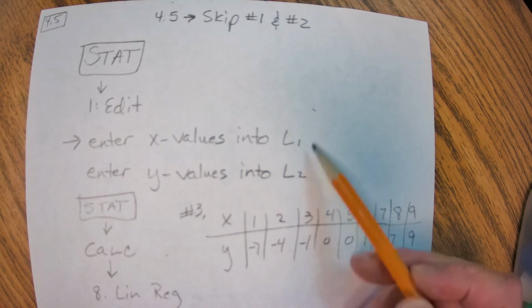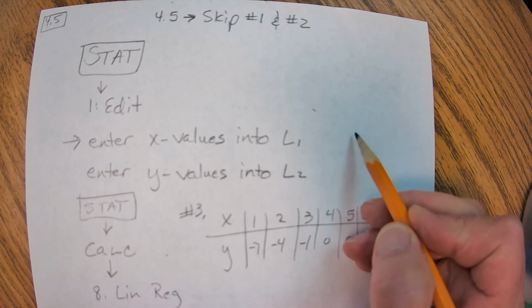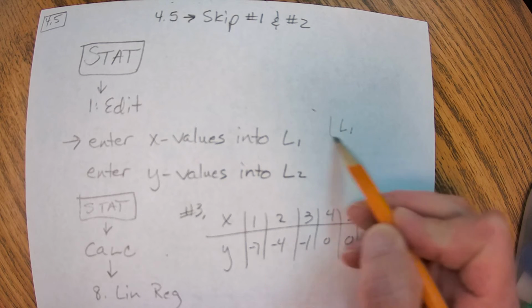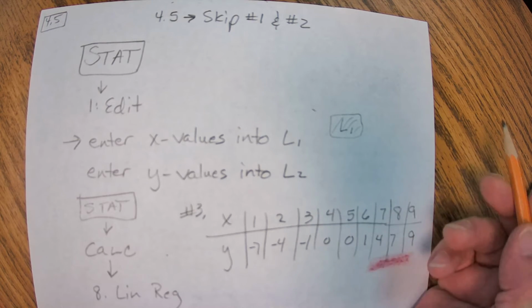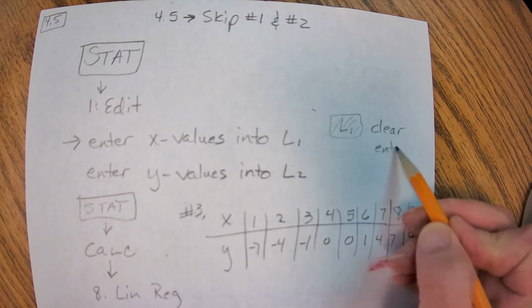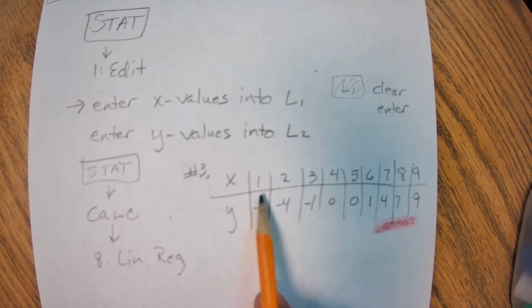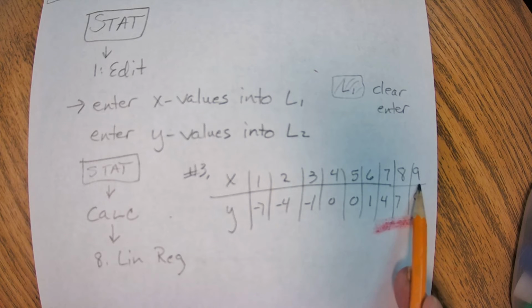If there's already numbers in here and you have to clear them, you want to go cursor up until the L1 is highlighted. And then you're going to hit clear, enter. And that clears out the list. And then you're just going to go in and put all these values in for the X for L1, and these values all go into L2.